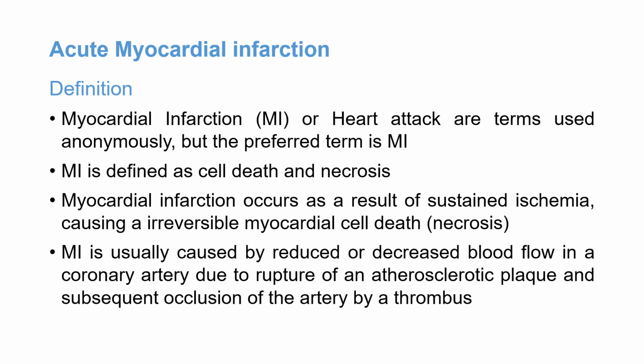It is used synonymously, and MI is defined as cell death. There is a great difference between angina pectoris and myocardial infarction. Angina pectoris is decreased blood supply to the myocardium, but in myocardial infarction there is a complete cut of blood supply to the myocardium. Myocardial infarction occurs as a result of sustained ischemia.